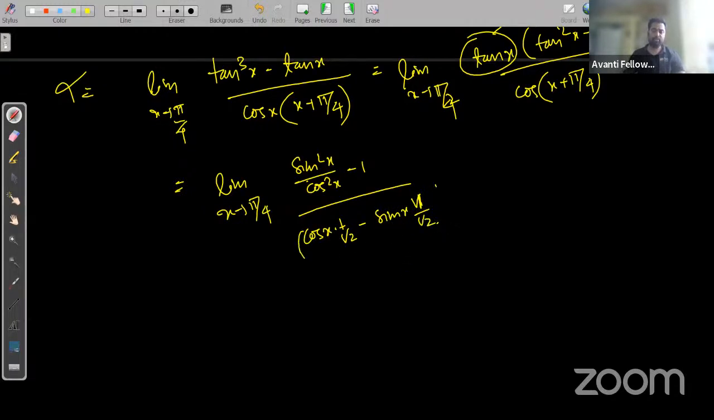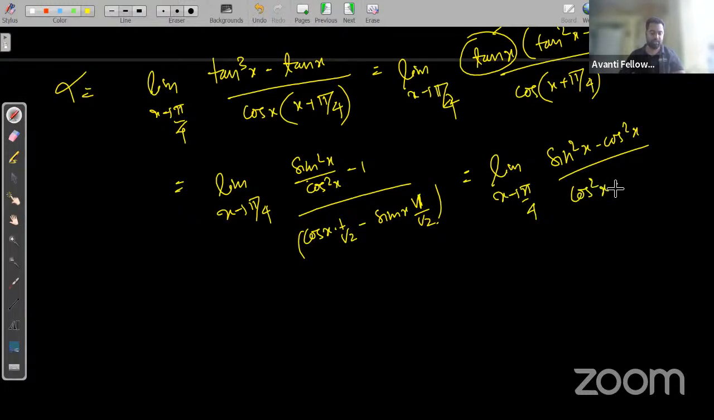Okay, so this now simplifies to limit extending to pi/4 of sin square x minus cos square x divided by, what is happening here? This cos square x comes to the numerator, denominator cos square x into, this is cos of x.